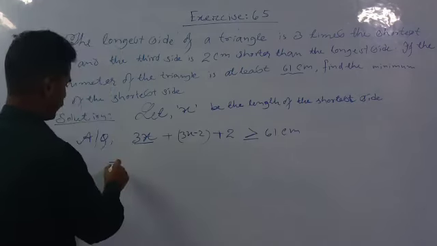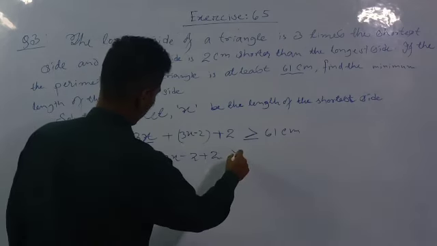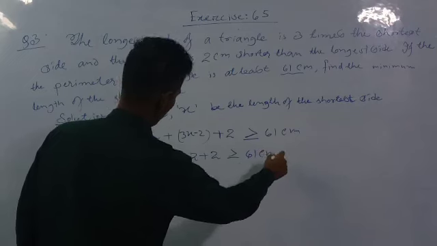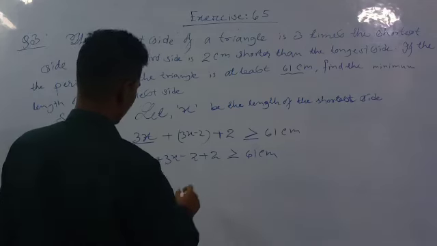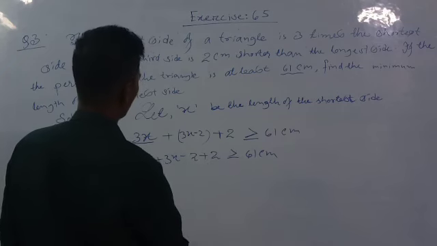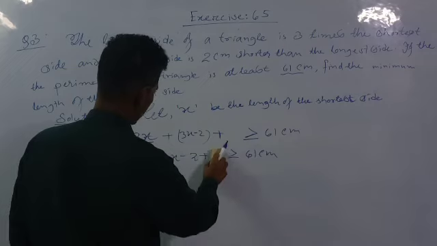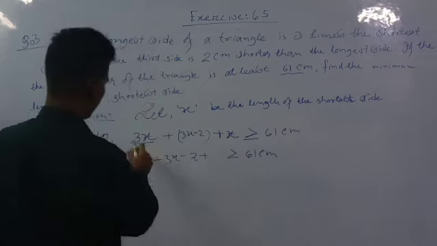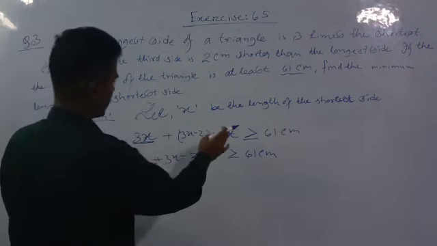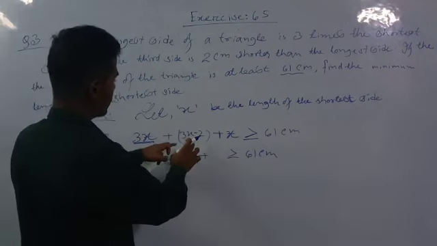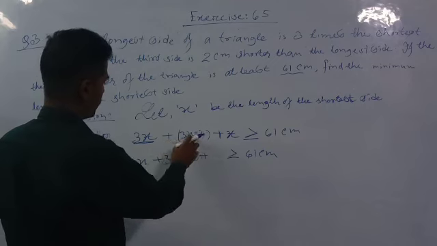Okay, so now 3x plus 3x minus 2 plus 2 greater than or equal to 61 centimeters. Sorry, we have made a mistake here. It's not 2, it will be x because this is the third side. The shortest side we have assumed is x, the longest side is 3x, and the third side is 2 cm less than the longest side, so 3x minus 2.